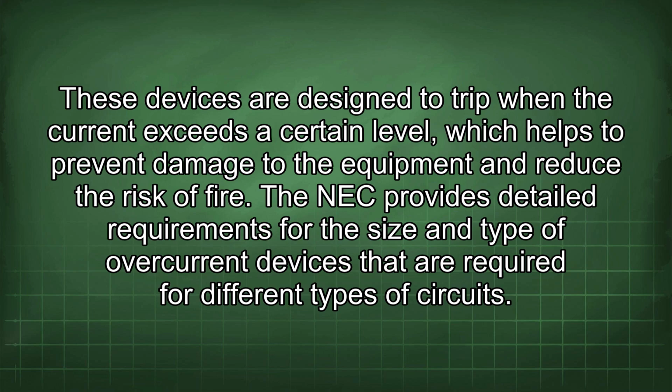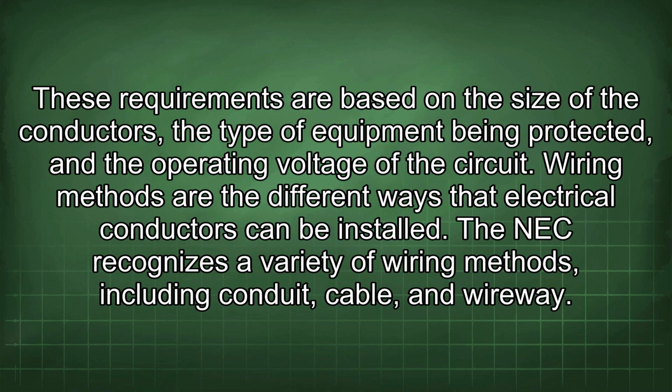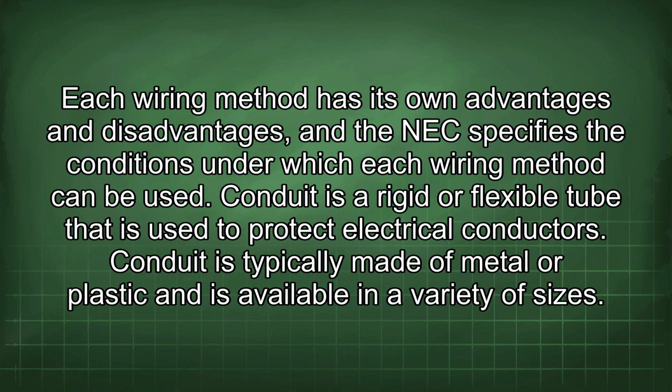The NEC provides detailed requirements for the size and type of overcurrent devices that are required for different types of circuits. These requirements are based on the size of the conductors, the type of equipment being protected, and the operating voltage of the circuit. Wiring methods are the different ways that electrical conductors can be installed. The NEC recognizes a variety of wiring methods, including conduit, cable, and wireway. Each wiring method has its own advantages and disadvantages, and the NEC specifies the conditions under which each wiring method can be used.